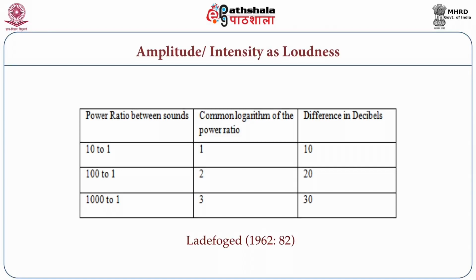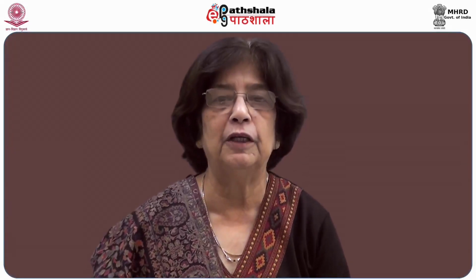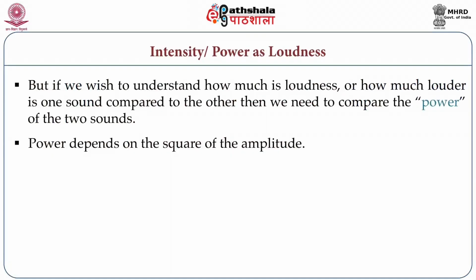Within this, we have a scale, and this power ratio, as I just mentioned, if 10 to 1 is common logarithm of power ratio 1, then the difference in decibels is considered as 10. 10 raised to the power 2, the next higher level of loudness, is written as 20. 10 raised to the power 3, meaning you are multiplying it by 10 every time. Look at the first column. This is given by Ladefoged 1962 on page 82, just to show in a simplified version the relationship of power ratio between sounds, the common logarithm of power ratio, and then the difference in decibels. So decibel is a unit of loudness which is in relative terms and not in absolute terms.